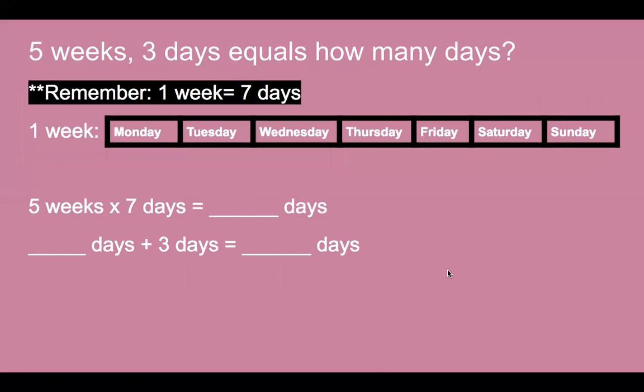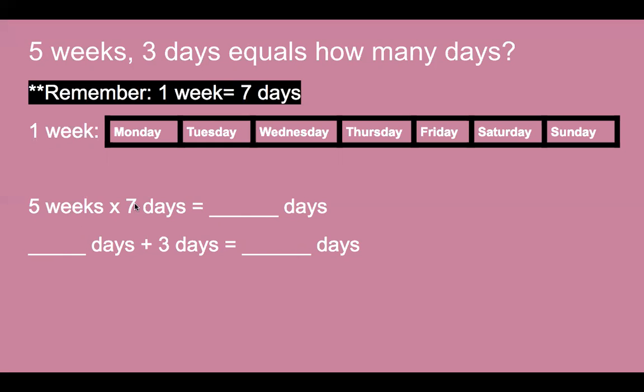Let's try another one. This one is weeks and days. We have 5 weeks, 3 days is equal to how many days? You have to first remember that 1 week is equal to 7 days. Again, I gave you a visual here to show 7 days in 1 week. We first need to figure out how many days are in 5 weeks, because we want to convert those weeks to days. So we multiply the number of weeks, which is 5, times the number of days in 1 week, and that's going to give us how many days are in 5 weeks.